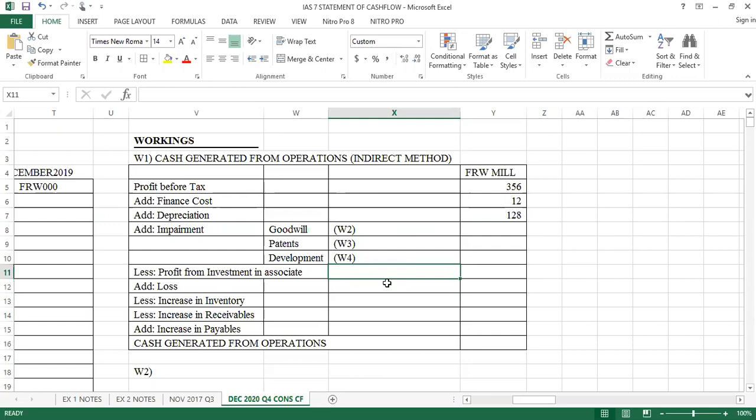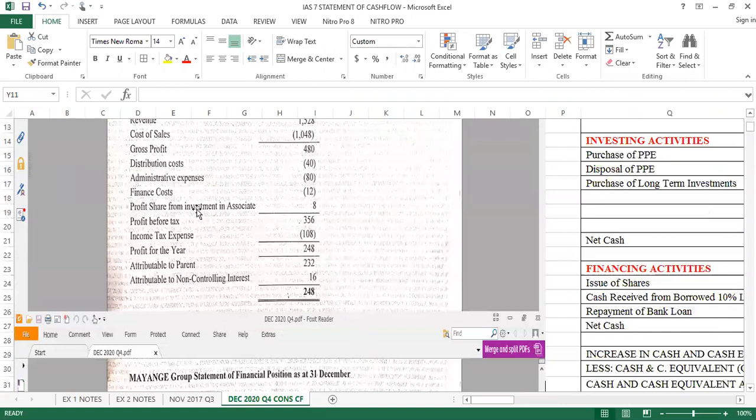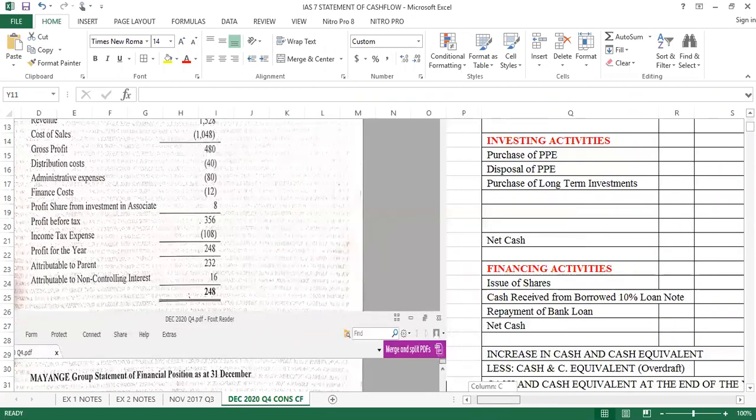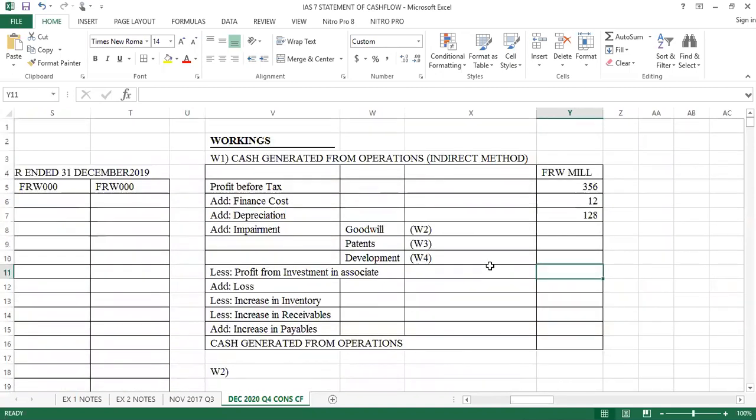Now, profit from investment in associate, this is already given. Profit from investment in associate is 8. So if it is a loss, we add. If it is a profit, we less. So 8, we will less 8.